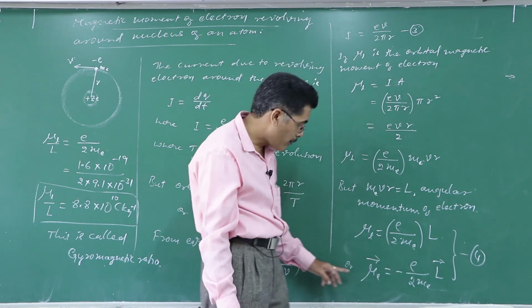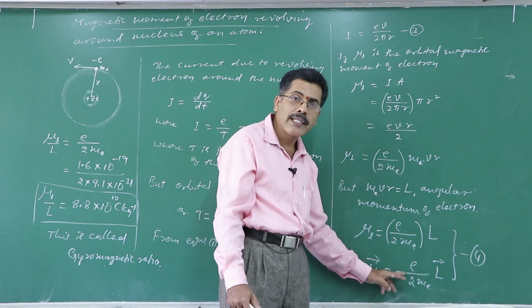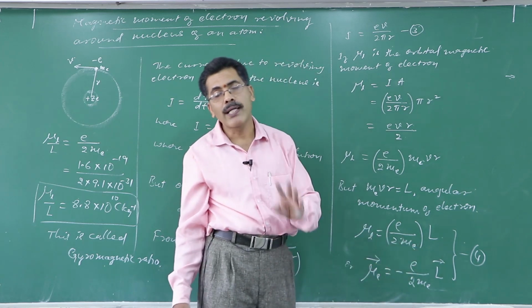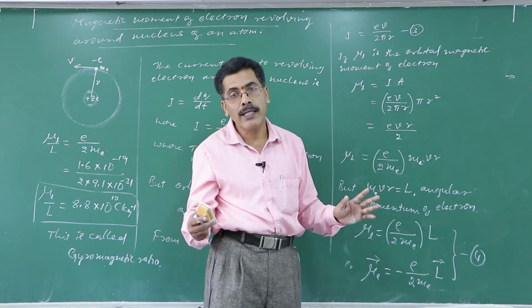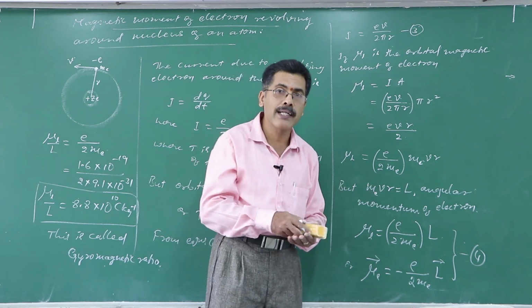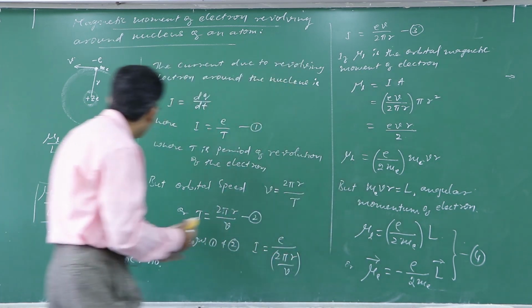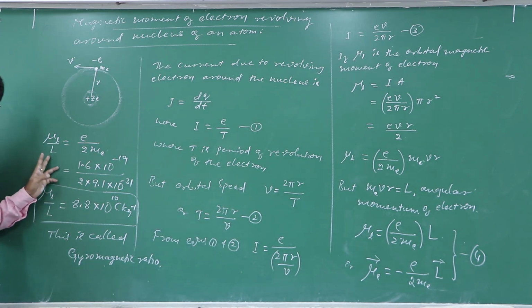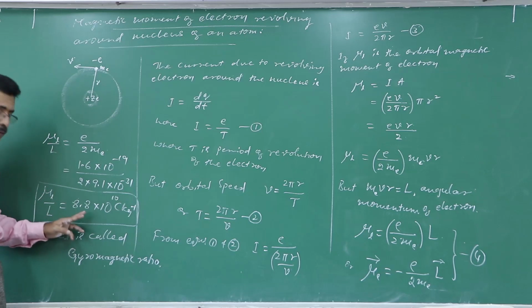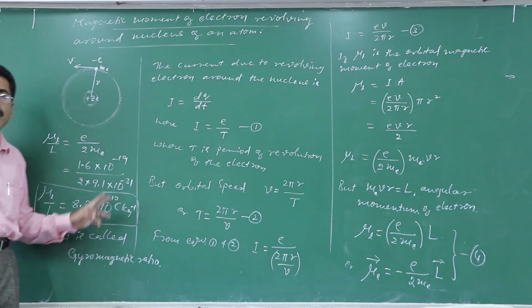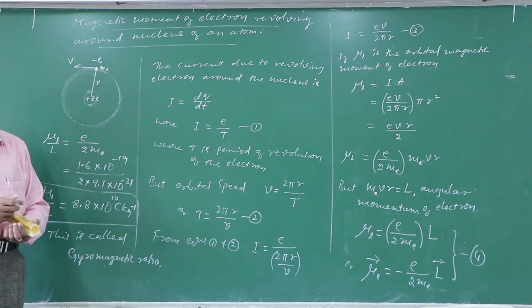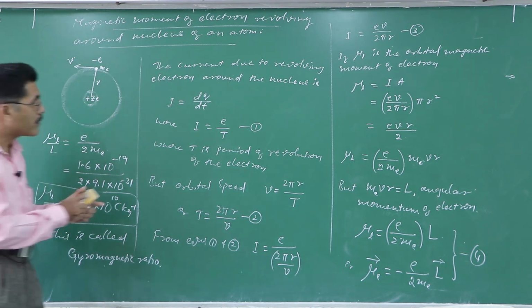In vector form, we can write it like this. Here, the negative sign indicates that the angular momentum and the magnetic moment of the electron are not along the same direction. They are oppositely directed. When you take the ratio of the magnitude of magnetic moment to angular momentum, it is always constant and it is called the gyromagnetic ratio. It has a value of 8.8 into 10 raised to 10 coulomb per kg.